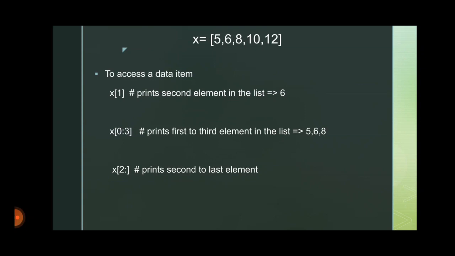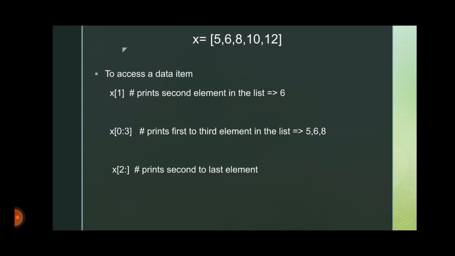I am accessing the value x of 1. Which one is the x of 1? We know 5 is x of 0, 6 is x of 1. So it gives a value 6. Print x of 1 means it will generate a value 6 from the list x.